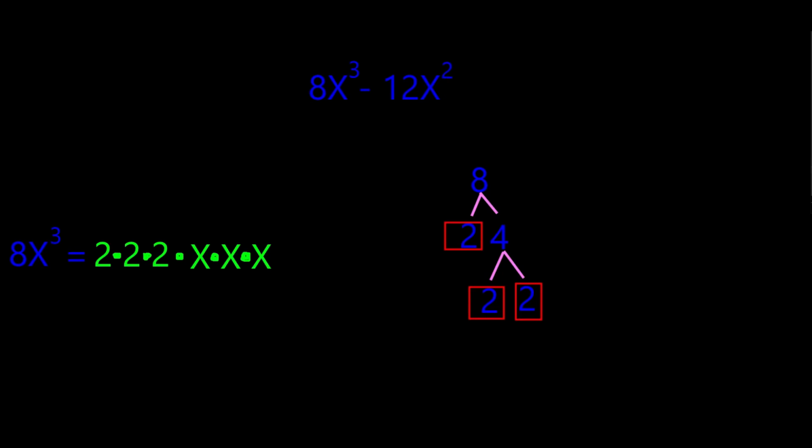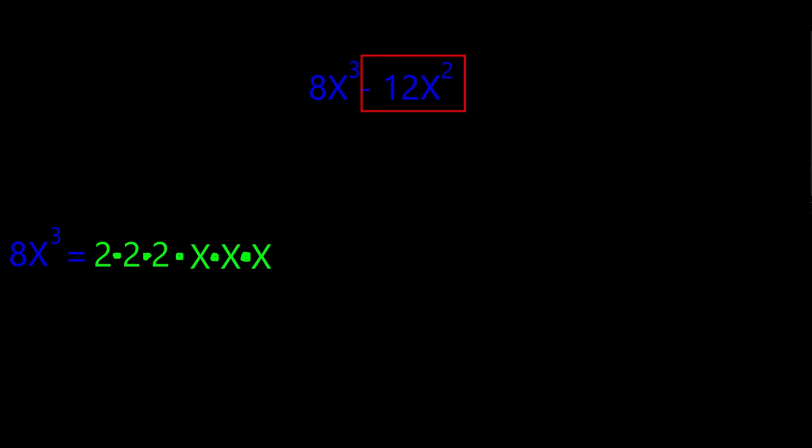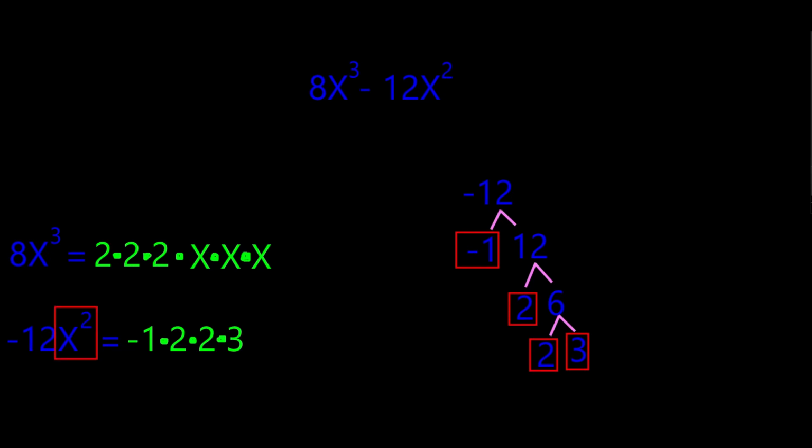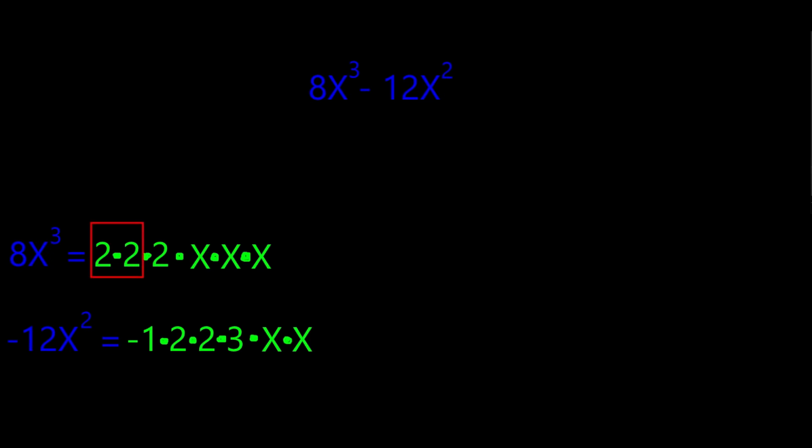We need to now find the prime factors of minus 12x raised to the power of 2. Minus 12 means minus 1 multiplying by 12. 2 times 6 gives 12. 2 times 3 gives 6. We write x times x after. 2 times 2 is a part of the prime factors for each, and 2 times 2 gives 4. X times x is common in both terms. The GCF would be 4 times x raised to the power of 2.